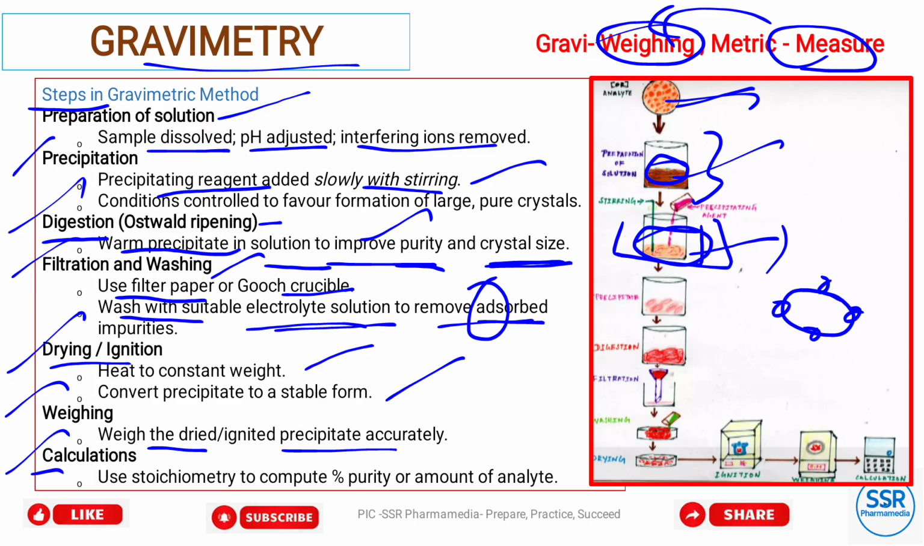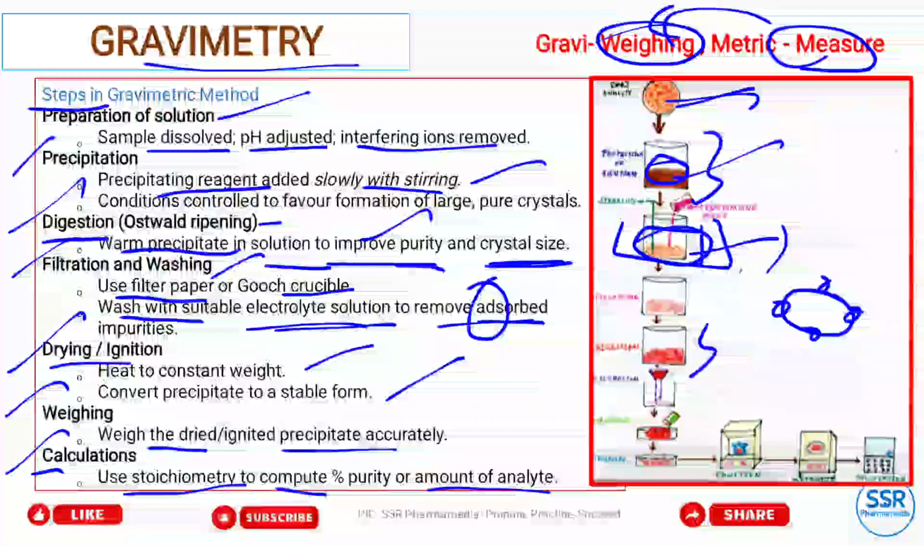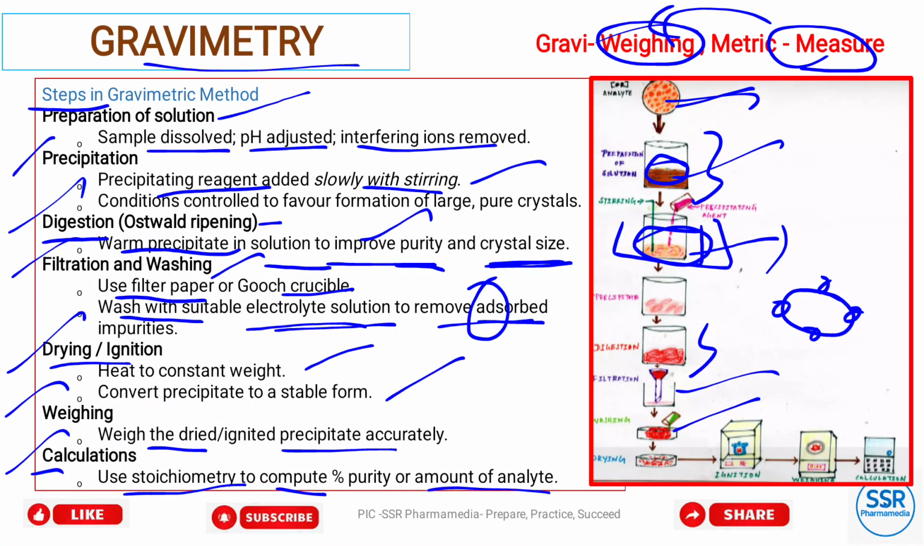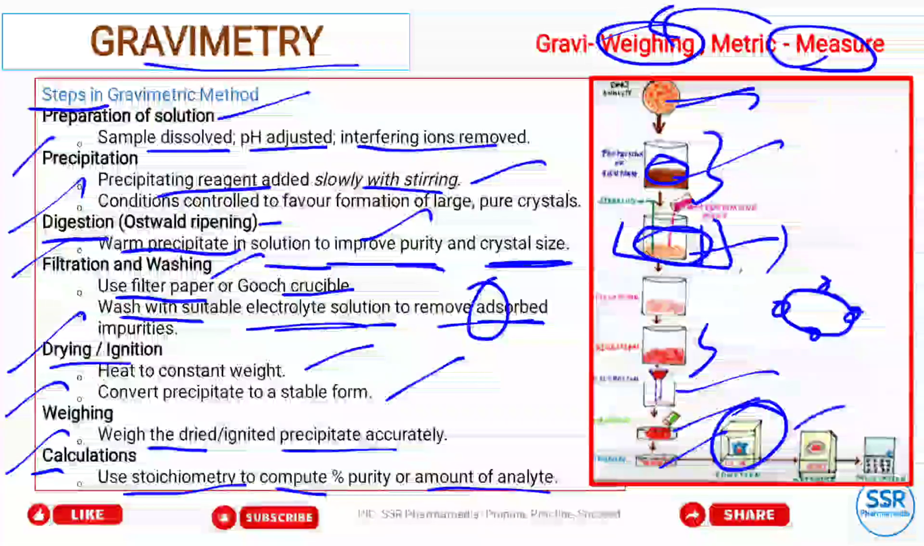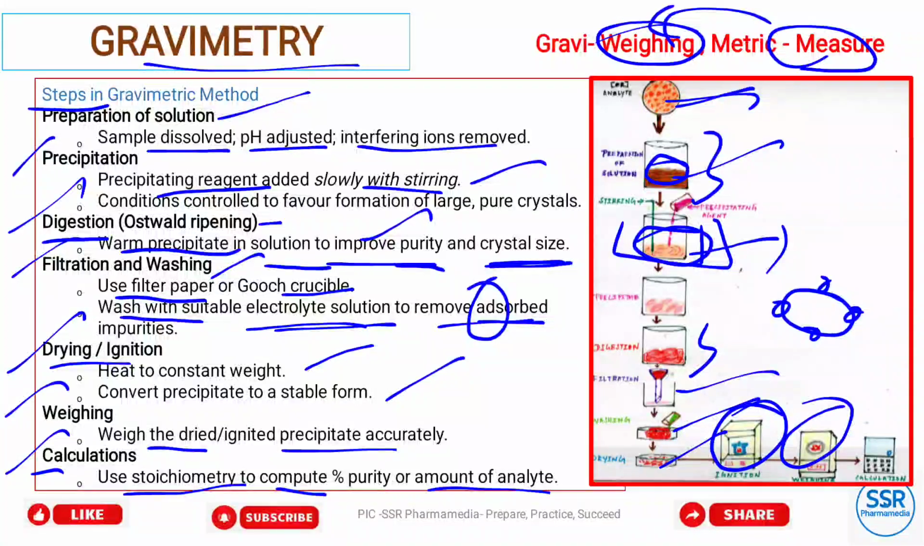And finally calculation: use stoichiometry to compute percentage purity or amount of analyte. So this is the digestion step. After the digestion, filtration takes place, then washing and drying. For drying we use the muffle furnace, and then finally calculations. These are all the steps involved in gravimetric analysis.